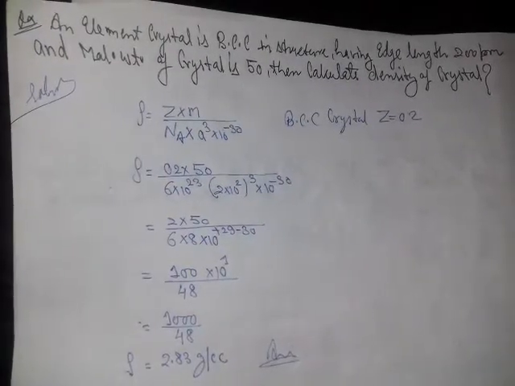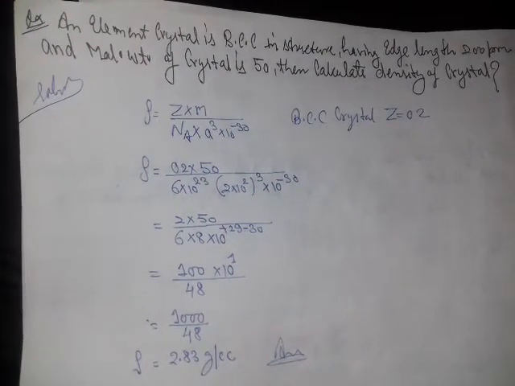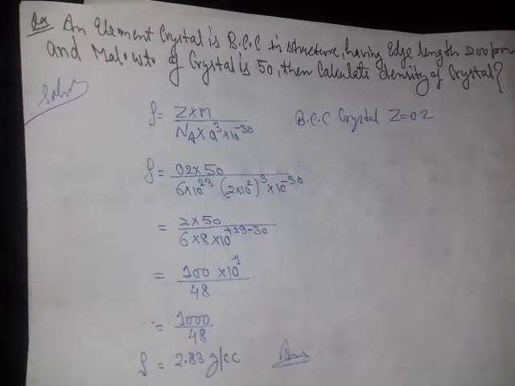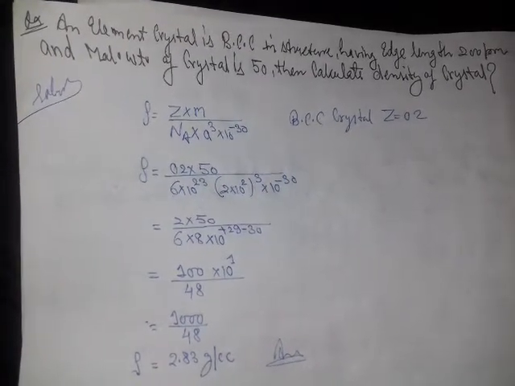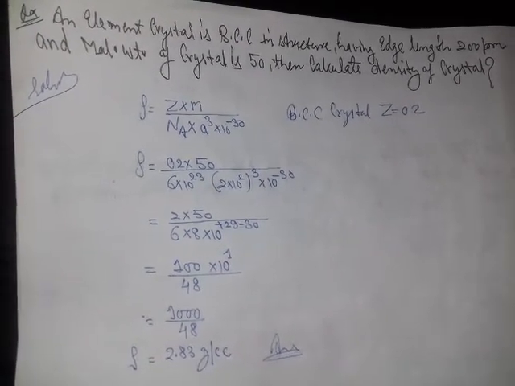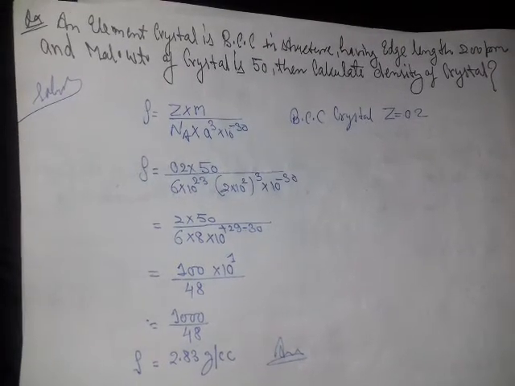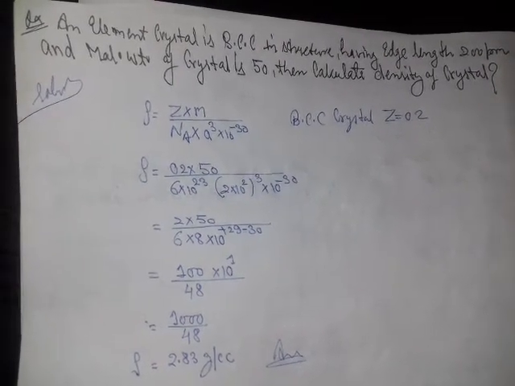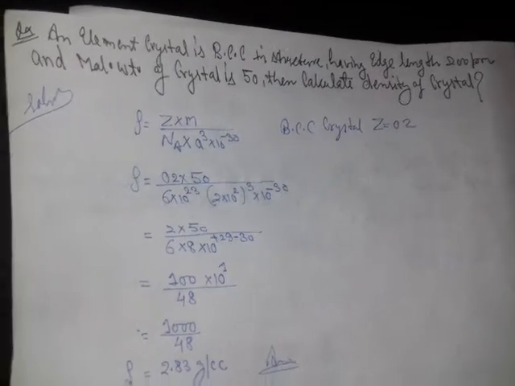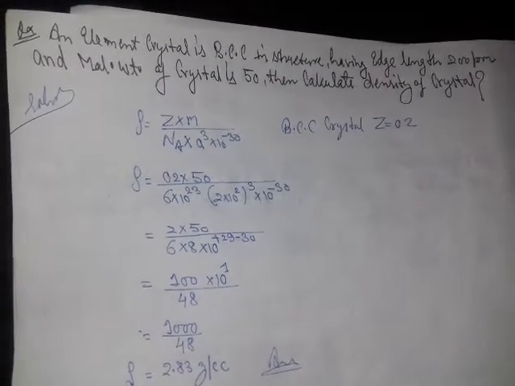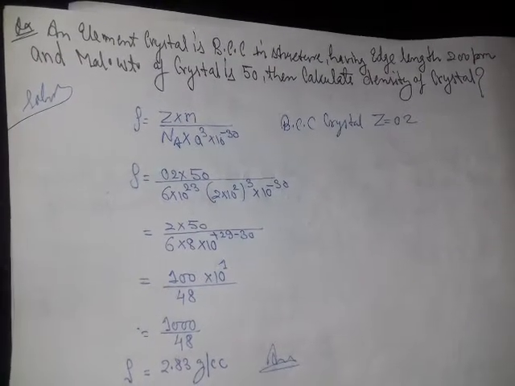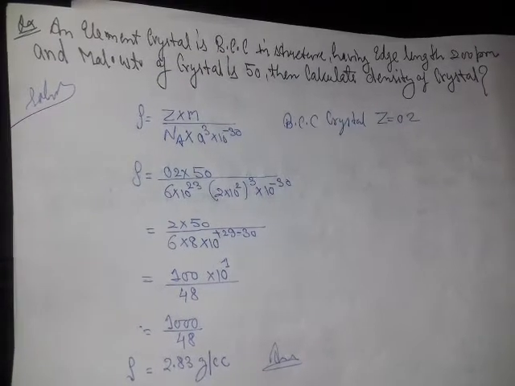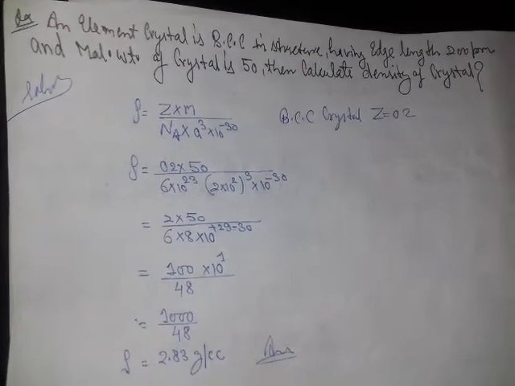Good morning students. In this section of the video we are talking about the first chapter of 12th standard chemistry, that is Solid State, and in the last section of the video we were talking about numericals, and the last numerical of density. The question is: the element crystal has a BCC structure with an edge length of 200 picometer and the molecular weight of the crystal is 50.